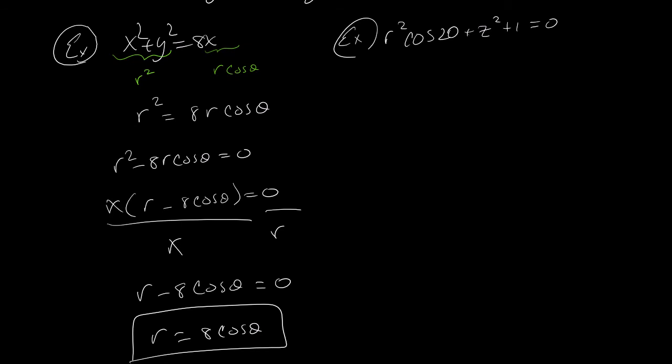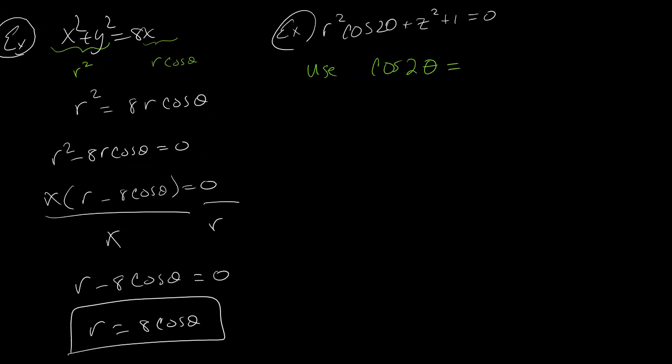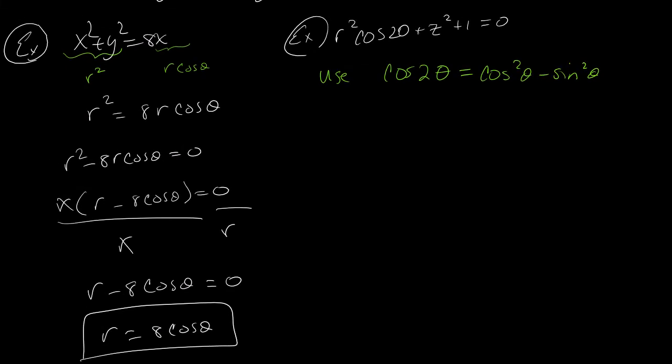Let me write this down. So we're going to use the fact that cosine of 2, that is really dark. I don't know how well that shows up for y'all, but it is too dark for me. So I'm going to get rid of that. Let's try green here. Okay, so we're going to use the identity cosine of 2 theta is equal to cosine squared of theta minus sine squared of theta. All right, so we can use this identity to turn this into something that we can work with a little bit easier. So this becomes r squared times (cosine squared of theta minus sine squared of theta) plus z squared plus 1 equal to 0. Distribute the r squared.